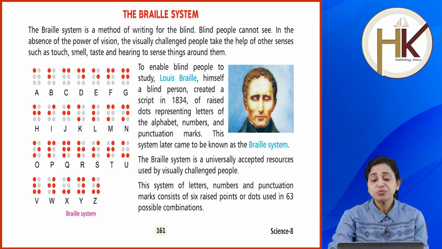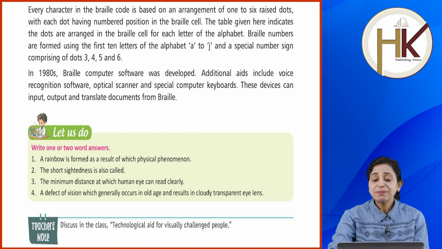This system later came to be known as the Braille system, and it is a universally accepted resource used by visually challenged people. This system of letters, numbers and punctuation marks consists of 6 raised points or dots used in 63 possible combinations. Every character in a Braille code is based on an arrangement of 1 to 6 raised dots, with each dot having a numbered position in the Braille cell. The table given here indicates how the dots are arranged in the Braille cell for each letter of the alphabet.